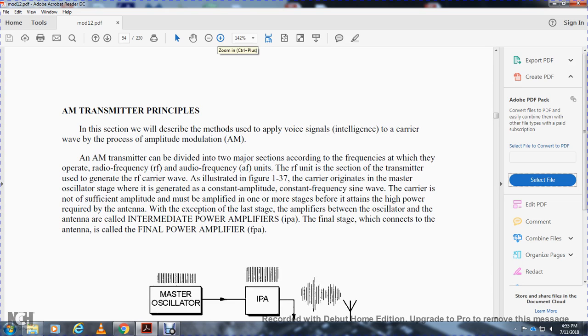In this section, we'll describe the method used to apply the voice signal's intelligence to a carrier wave, or the process of amplitude modulation. The AM transmitter can be divided into two major sections according to the frequency at which they operate: radio frequency and audio frequency units.